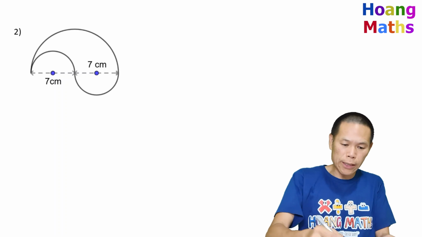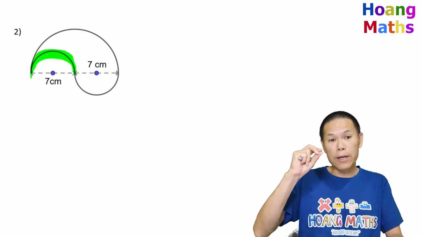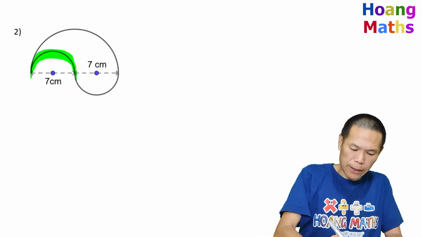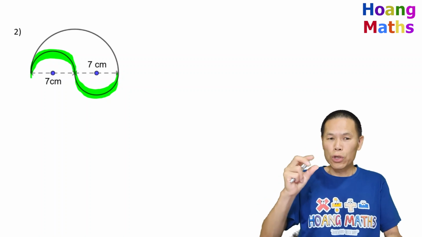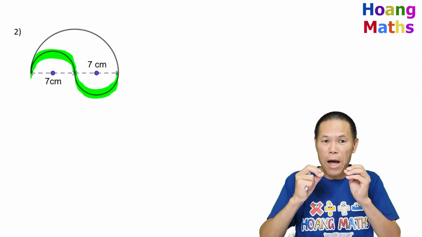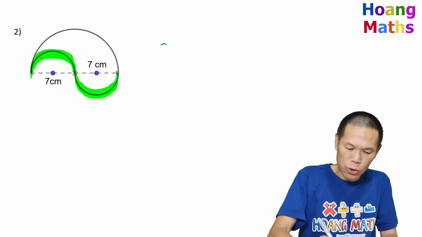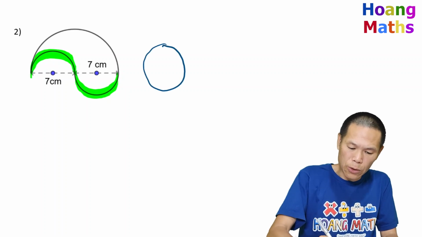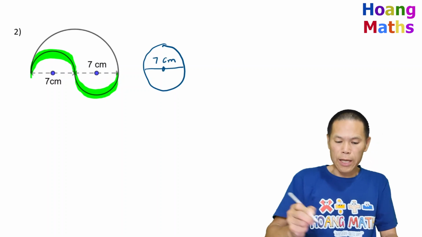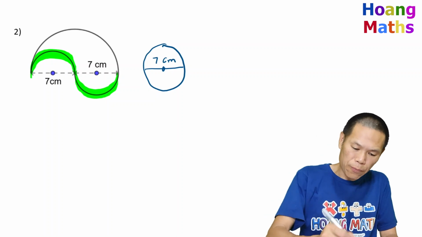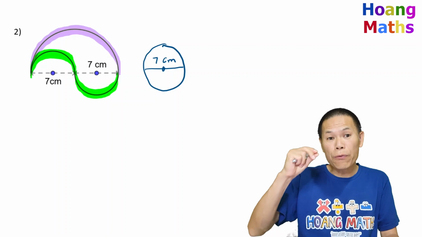So we know that this is half of a circle with a diameter of 7. And same as this is another half of a circle with the diameter of 7 as well. So these two half circles combined become a small circle, or a circle if you like. So let me draw it out. So this is a circle with a diameter of 7 centimeters. Like that, okay? Then we have a semicircle here, half of a circle, with the radius of 7.